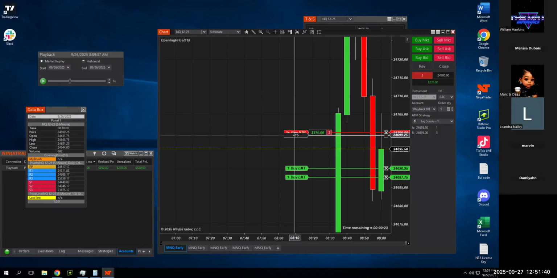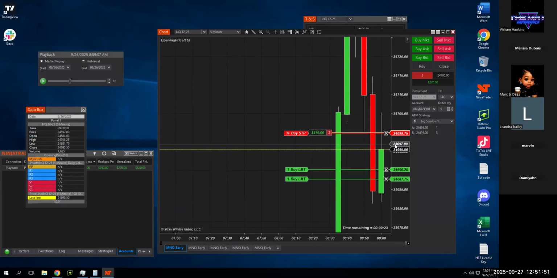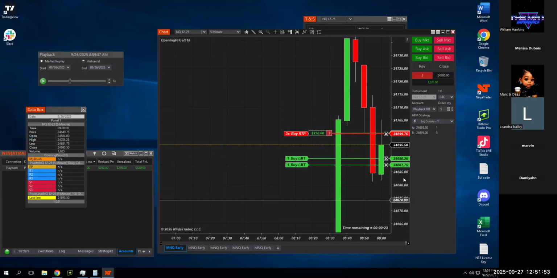Can you show the runner? You won't be able to see the runner because there's no target on the runner. Yeah, close it out. Let's see how much we would have got. There's no target on the runner, so you're not going to see a flag for that one.